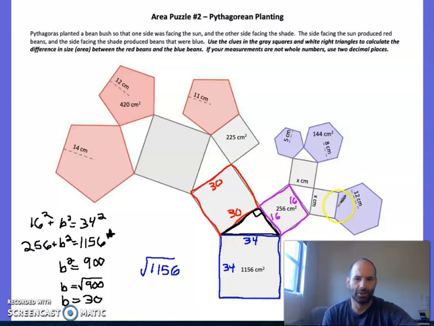Let's look at some kind of tricky ones. All right, here's a slightly tricky one. We got that right there. Remember, all white triangles are right triangles. So this is, I got that to solve.